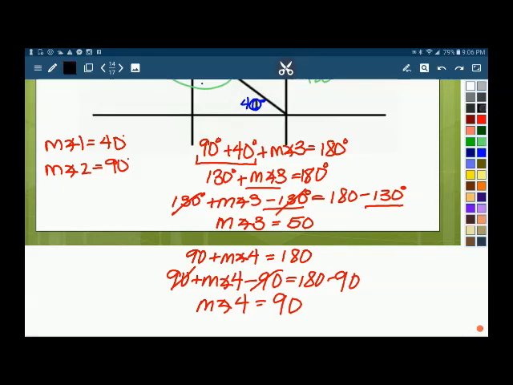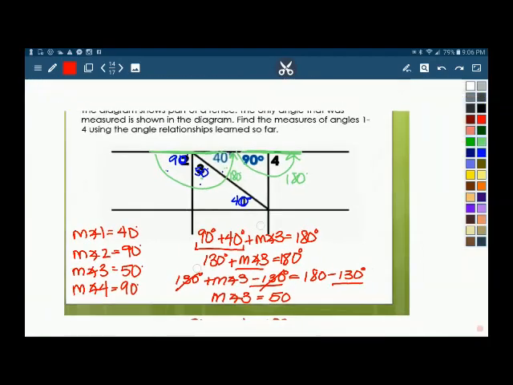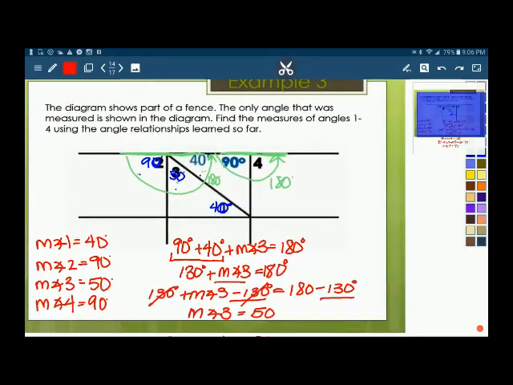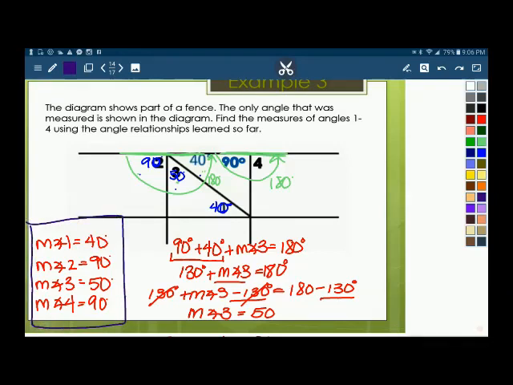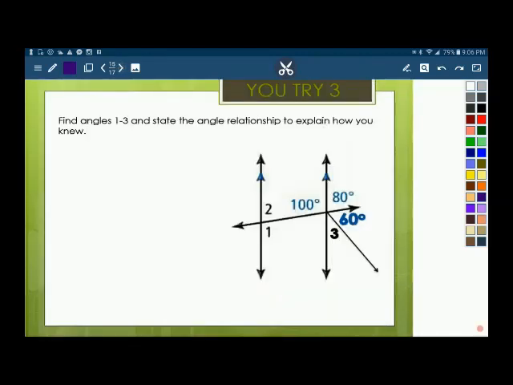So my answers, I'm just going to circle here because it said we wanted to find the measures of angles 1 through 4. Actually, I'm going to write them all in a big list. We have the measure of angle 3 was found to be 50 degrees, and the measure of angle 4 was found to be 90 degrees. So there are our 4 answers right there. Okay, so we use those angle pair relationships to find 4 different unknown angles. Why don't you give this a try in your third U try? I'm looking for the angle measurements of 1 through 3.